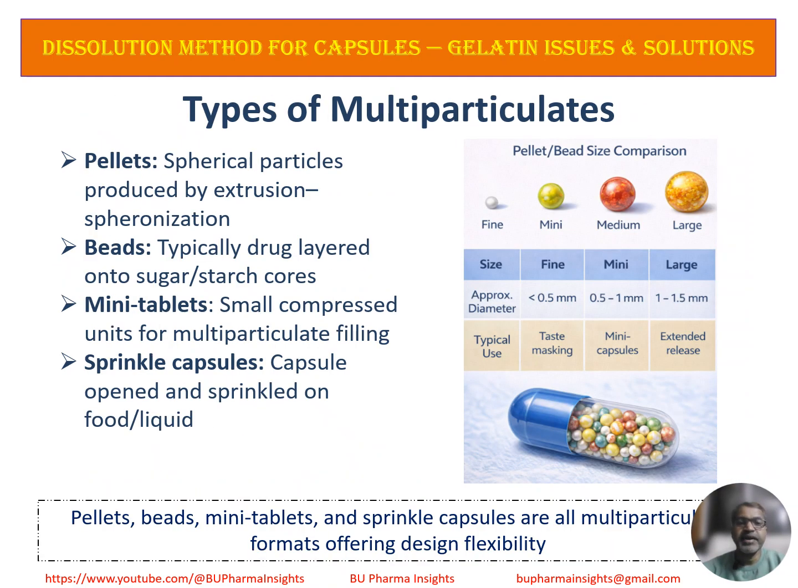Let's define the main types of multi-particulate systems. Each type has its own release mechanism and coating strategy. Pellets. These are spherical particles produced by extrusion spheronization. They are often coated for IR, DR, or ER release. Beads. Here the drug is layered onto sugar or starch cores. Release is controlled mainly by polymer coating.